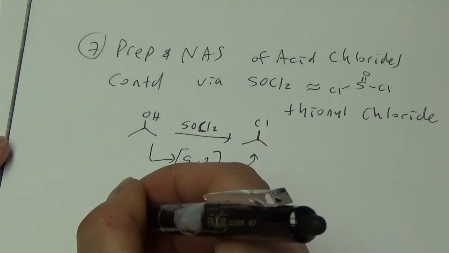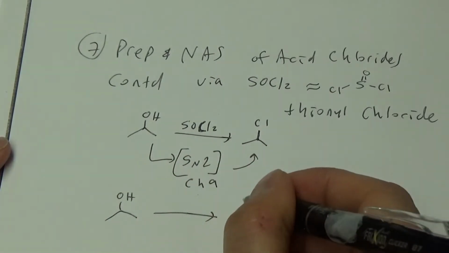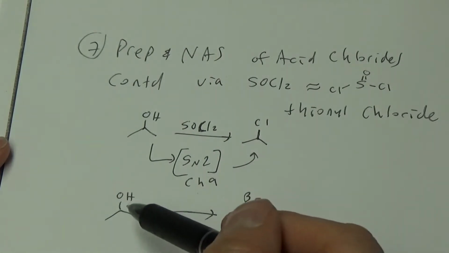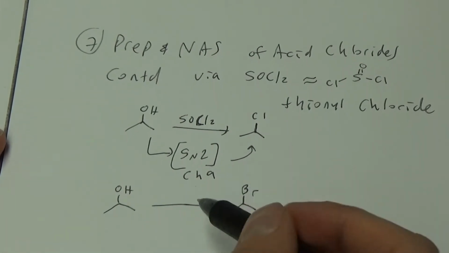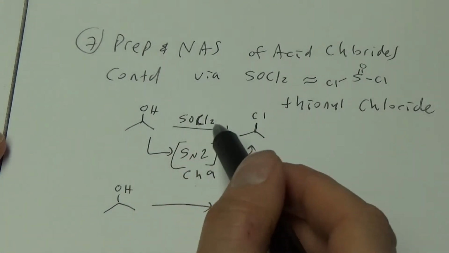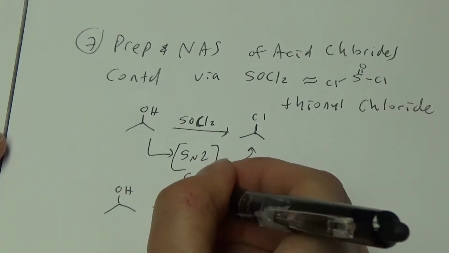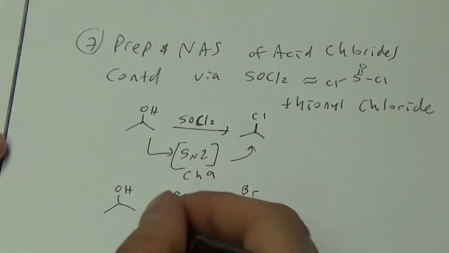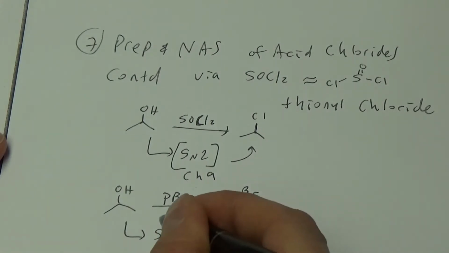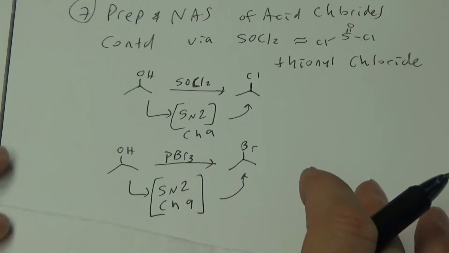But how did you make bromides? You learned about SOCl2, and we also learned a way to make bromides. Do you remember the reagent? It's not SOBr2, which is what you might think it is, but it's PBr3, phosphorus tribromide. This is also an SN2 reaction, chapter 9. You can review that if you like. But that's how you make bromides.